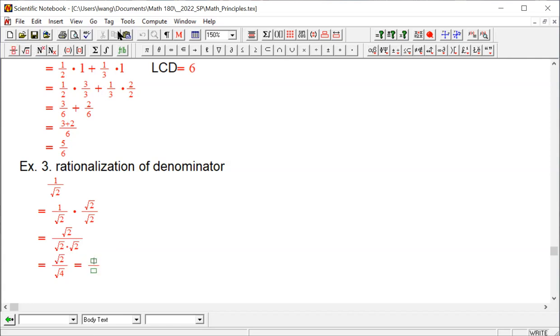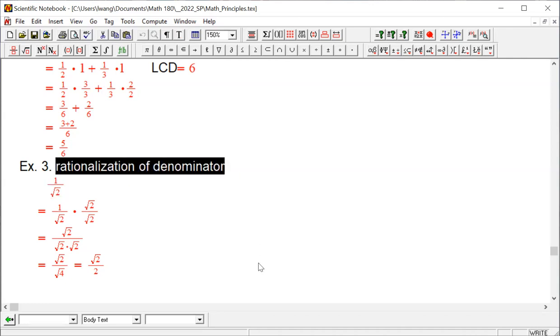So we have square root of 2 over 2. The final answer no longer has the radicals in it. This process of converting a fraction with radicals in the denominator to another number, which is the same as the original number in value but no longer has the radicals in the denominator, is called the rationalization of the denominator. And the rationalization of a numerator will be similar.